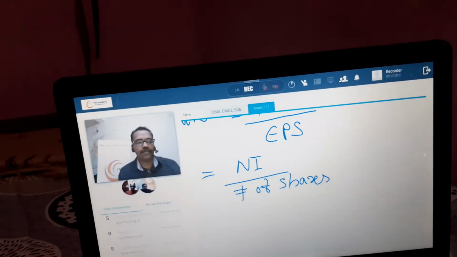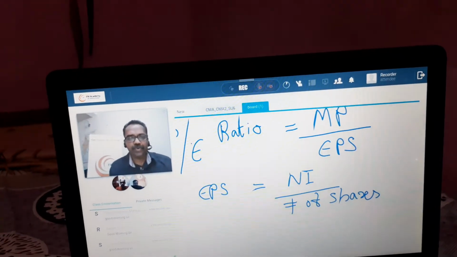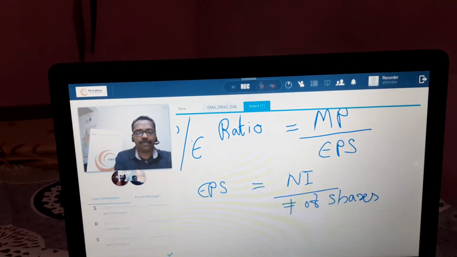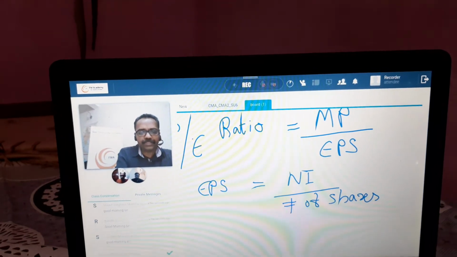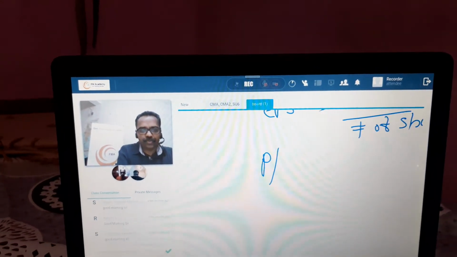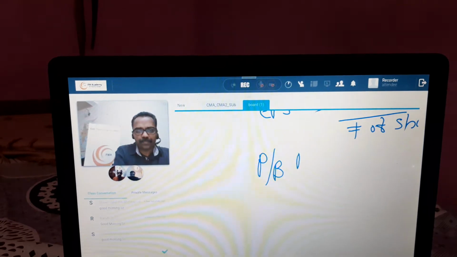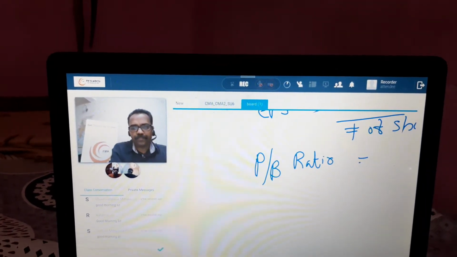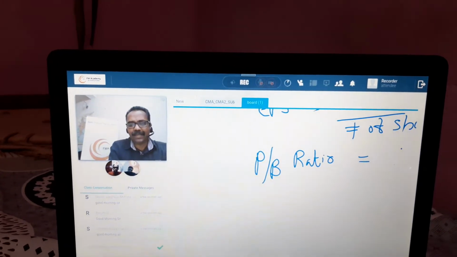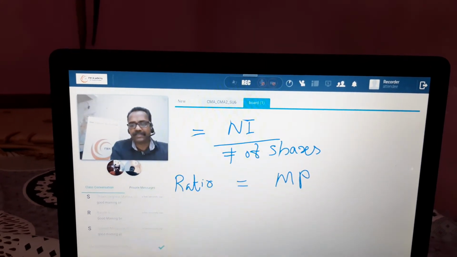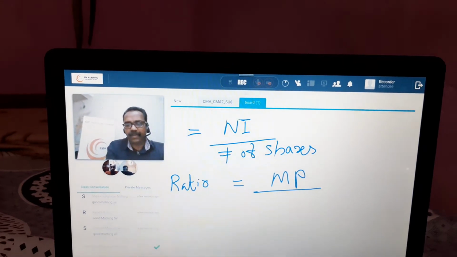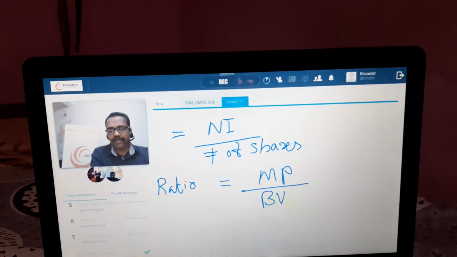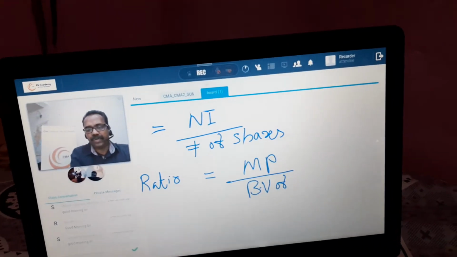Similarly, you have another ratio which looks at the market price against the book value. Price to book value ratio equals market price divided by book value. Let's say BV, book value of share.